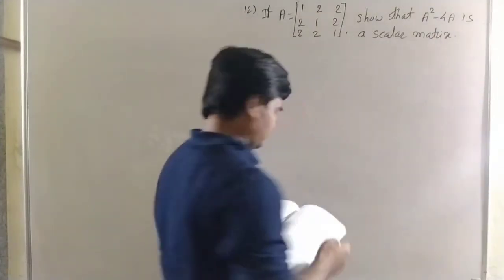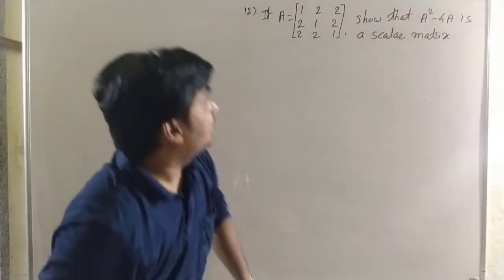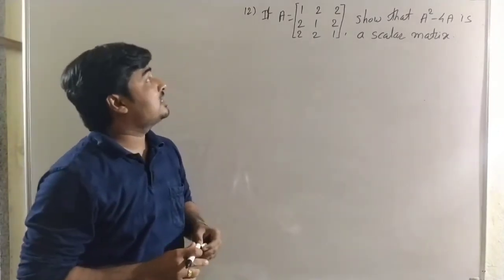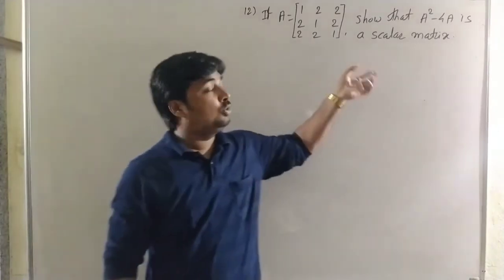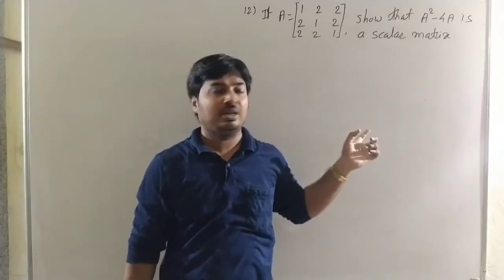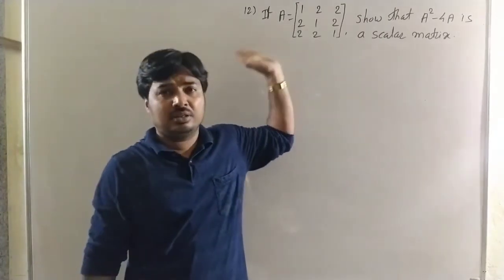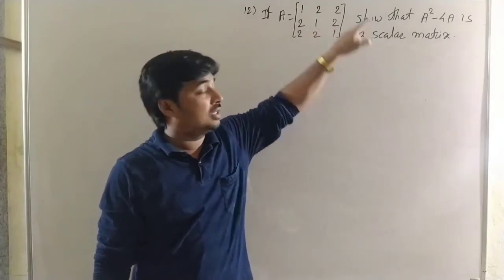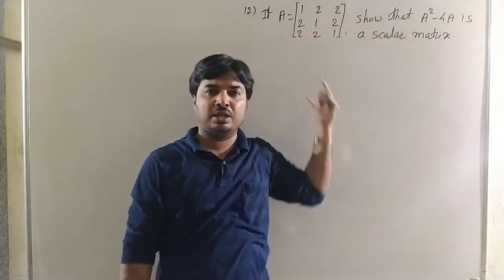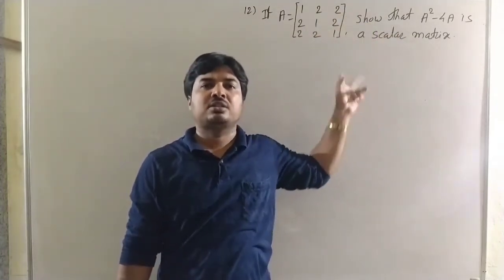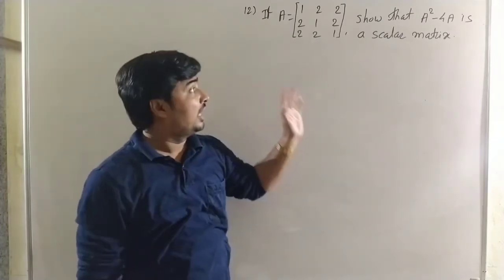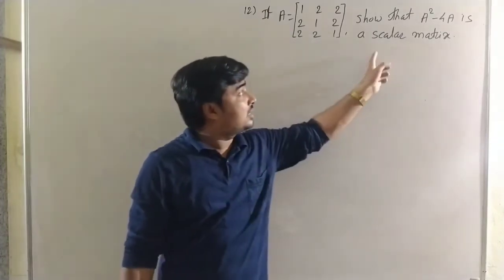Here we want to show that A square minus 4A is a scalar matrix. First we need to know what a scalar matrix is. Given the matrix A, we first find A square and 4A, and then the subtraction of these two matrices is a scalar matrix.